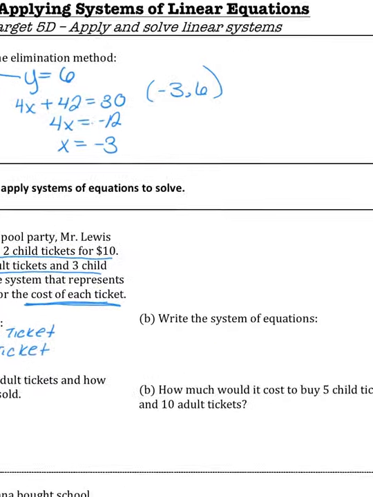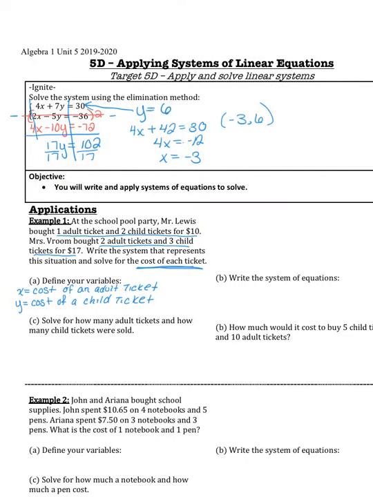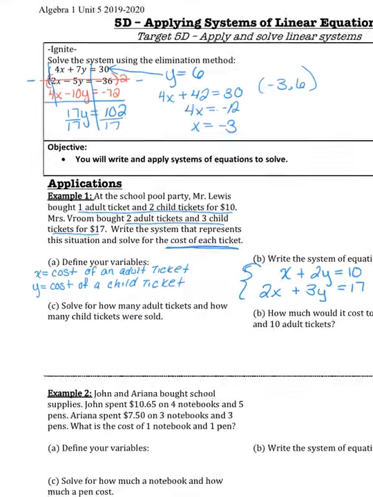So part B says we'll write the system of equations. And so I write the first situation where 1 adult ticket was bought plus 2 children tickets for a total of $10. So that was Mr. Lewis. Then Mrs. Vroom buys 2 adult tickets and 3 child for 17. So there's my system. And then we can choose how we want to solve.